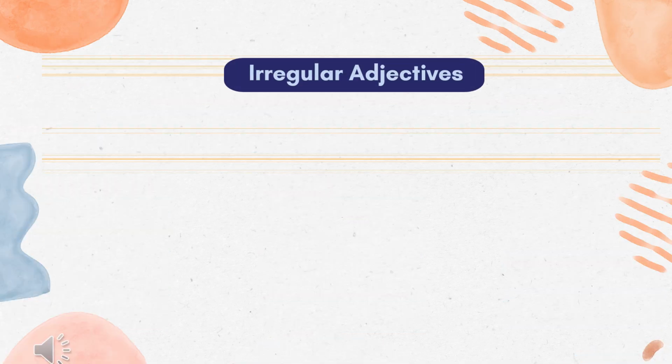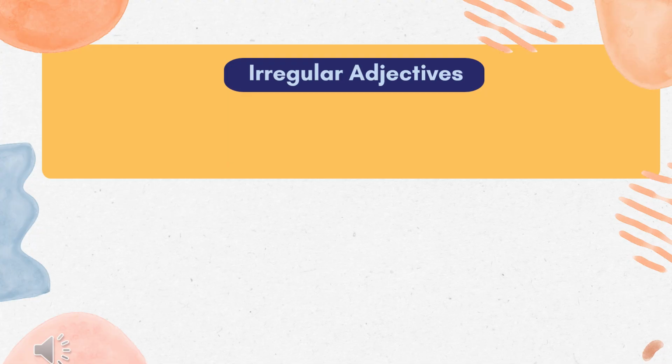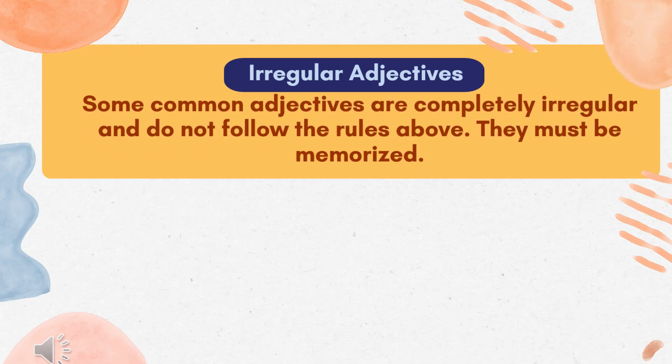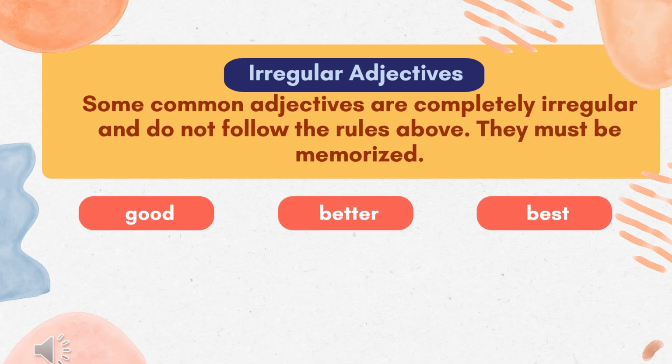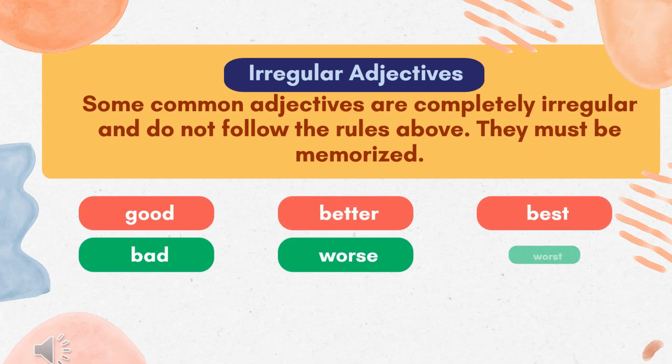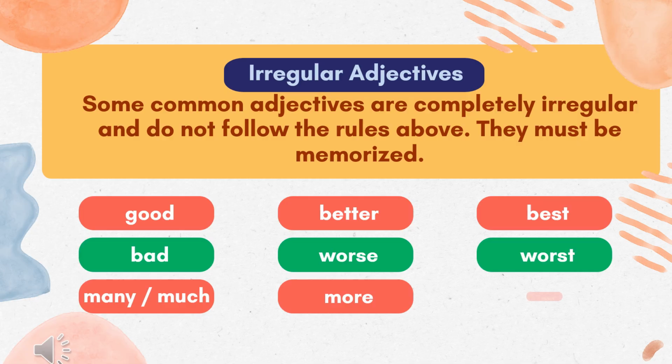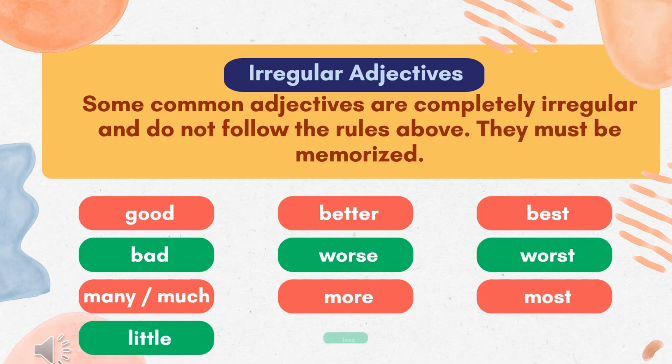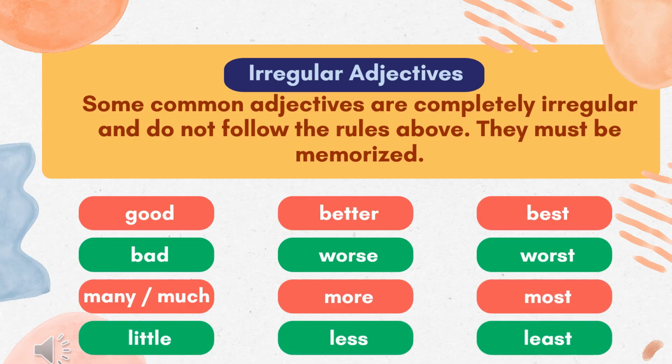Finally, we have the irregular adjectives. These don't follow any rules and must be memorized. The most important ones are: good becomes better and best. Bad becomes worse and worst. Many and much both become more and most. Little becomes less and least. Master these, and you'll avoid the most common mistakes in English comparison. Let's practice everything we've learned.